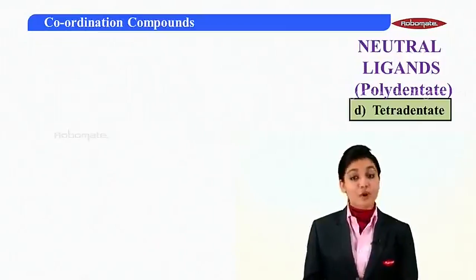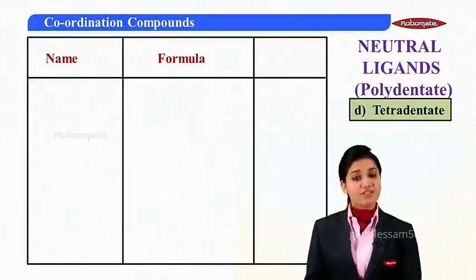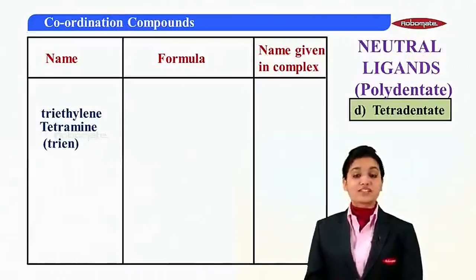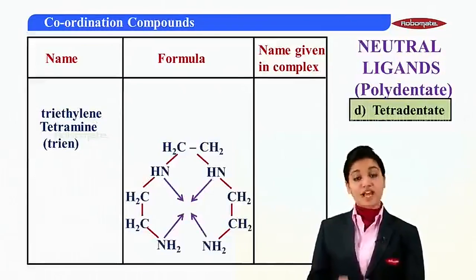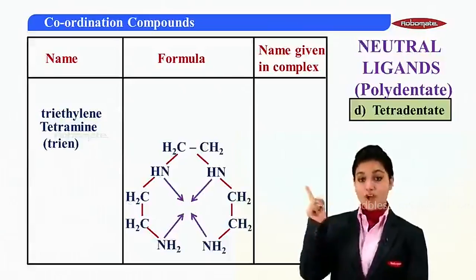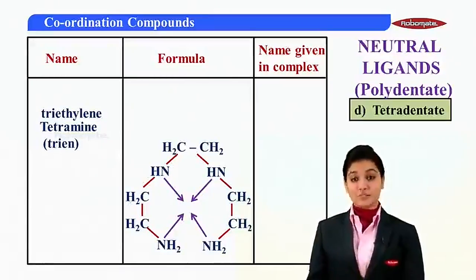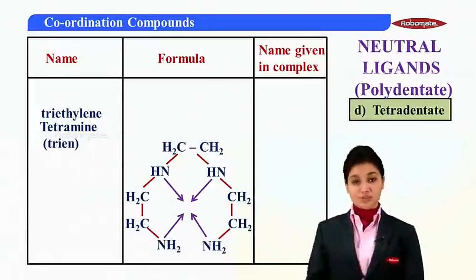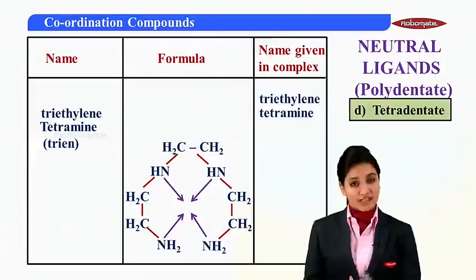That means they will be forming 4 coordinate bonds with a metal atom. And here you have the name, the formula and the name which is given in the complex. The example is triethylene tetramine. We have triethylene here, that means we will have 3 CH2 groups, 1, 2 and the third one. So triethylene is done. Then you have tetraamine, that means there will be 4 nitrogen donor atoms. So if you observe here, we have 4 nitrogen donor atoms. The name given in the complex is triethylene tetraamine itself.